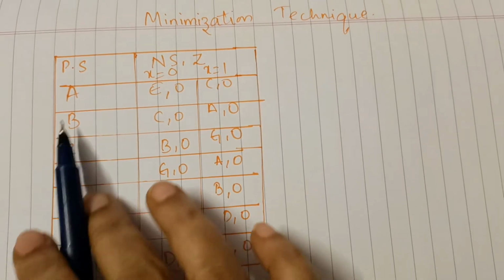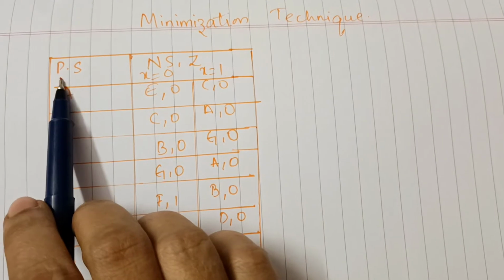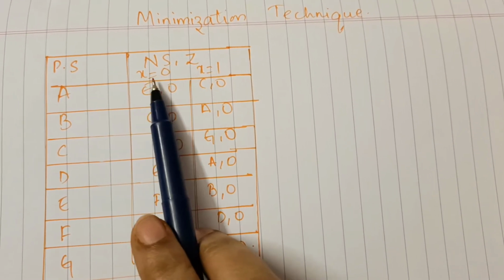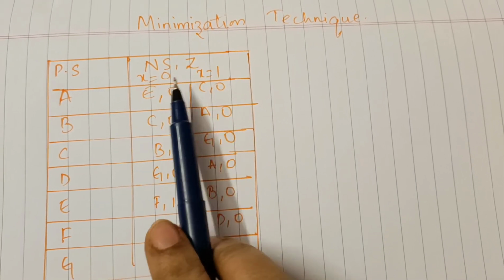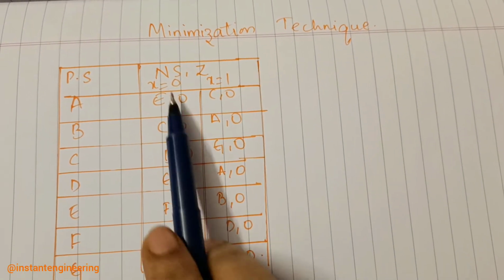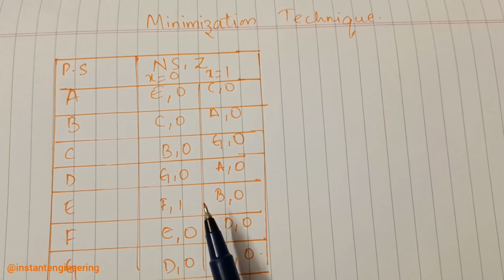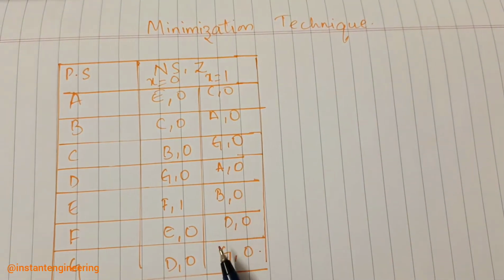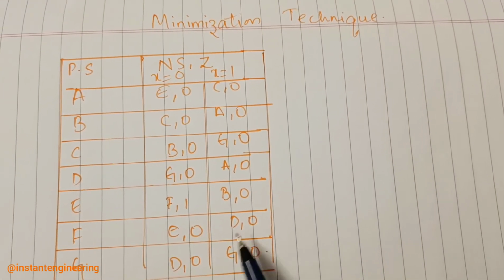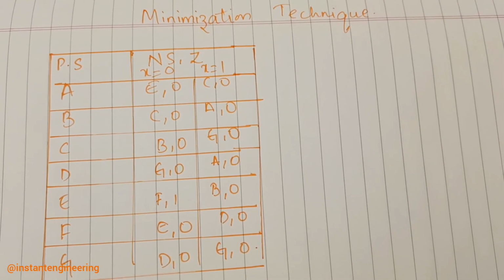So when a table like this is given to you, this is called the present state. This is the next state, and Z is called the output, and the inputs are the x values. When you're giving some input 0 and 1, we will see in this tabular column how the next states are. So instead of calculating all these terms, we will reduce this table. How to reduce this is what we will learn in this one.